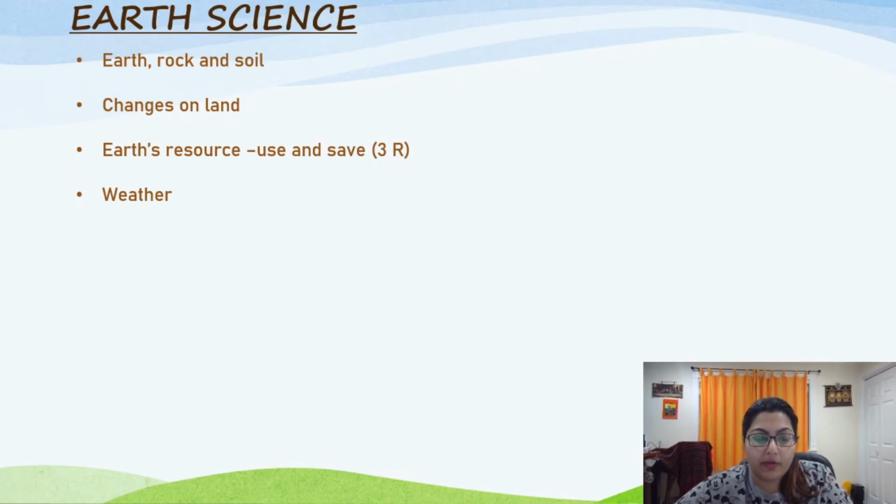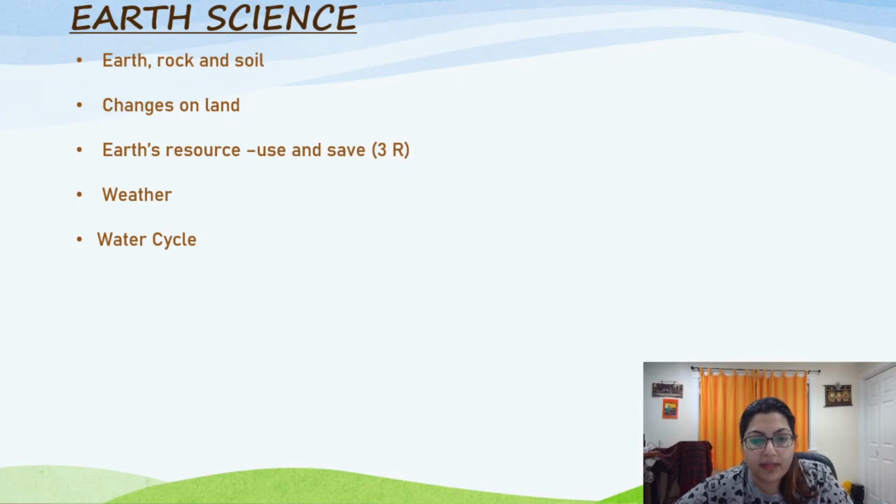Then comes weather. What is weather and how is weather different from season, and what clothes we wear during that time, and what the temperature is like, how it changes over a period of a year. So these are the things we will talk about under weather.